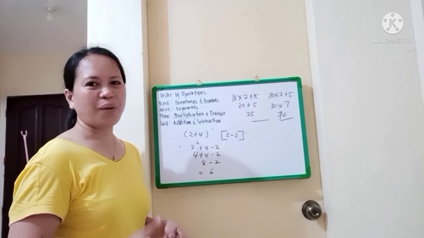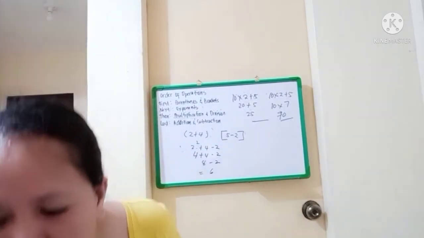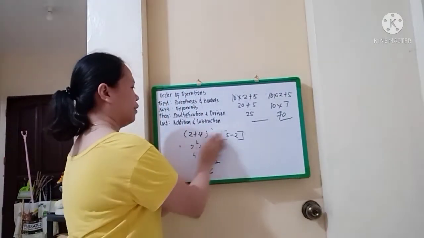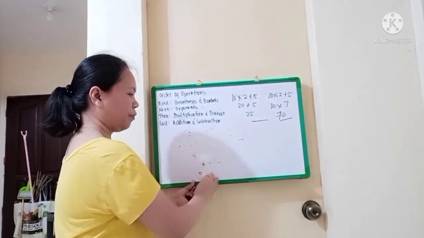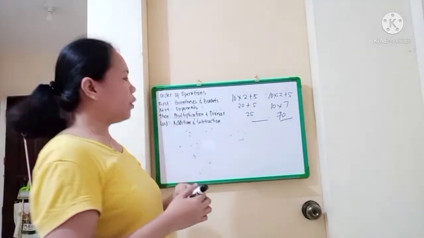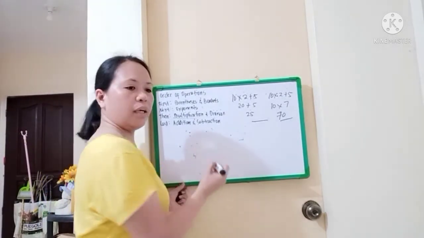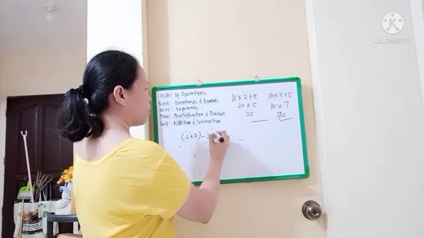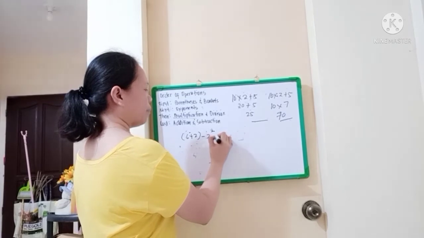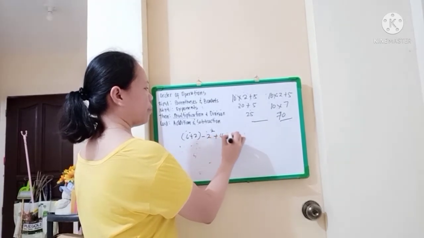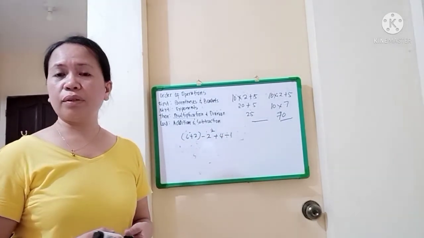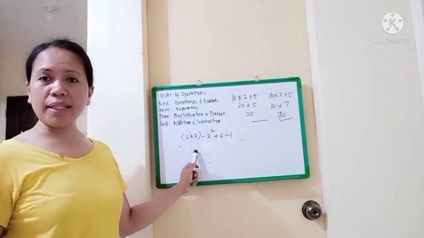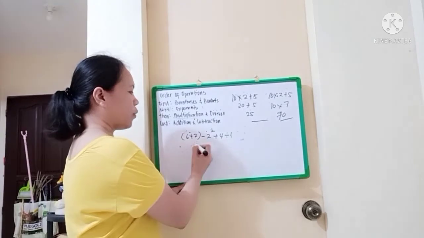See? So I'll give you another example. Give you an example of 6 plus 2, minus 2 squared, plus 4 divided by 1. So what do you need to do first? First you need to solve the parentheses. So there's a number inside the parentheses. So 6 plus 2 is equal to 8.